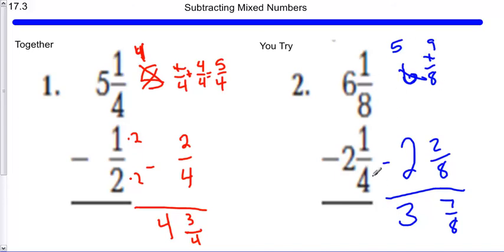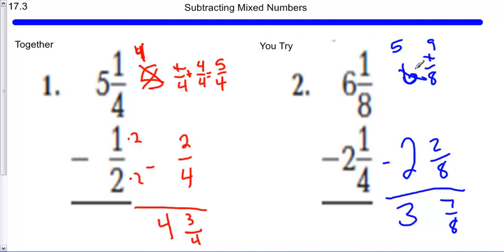Here we have my common denominator is 8. 6 and 1/8 minus 2 and 2/8. Again, I can't subtract 1 minus 2. Can't do it, so I need to borrow. So I borrowed 1 from the 6.